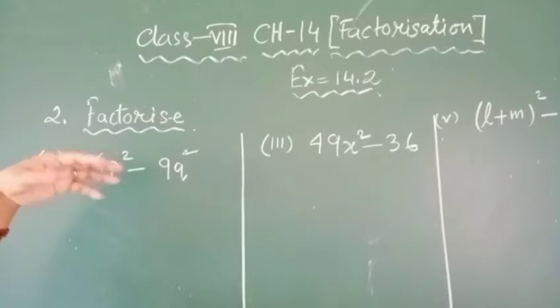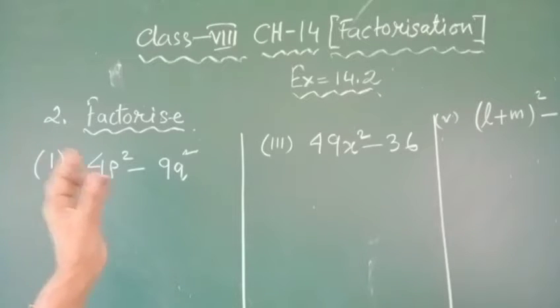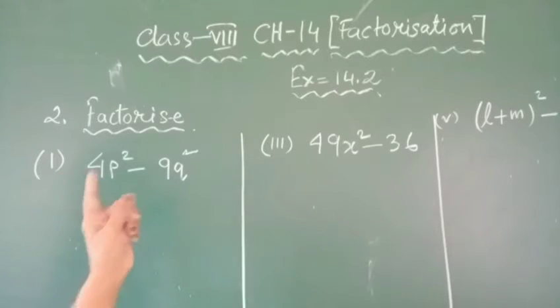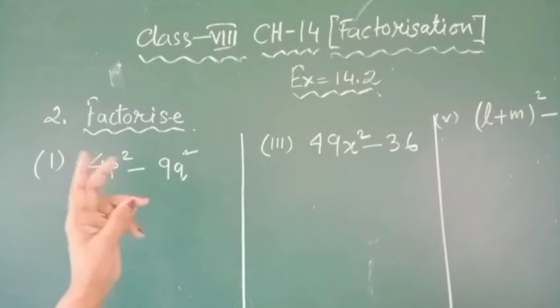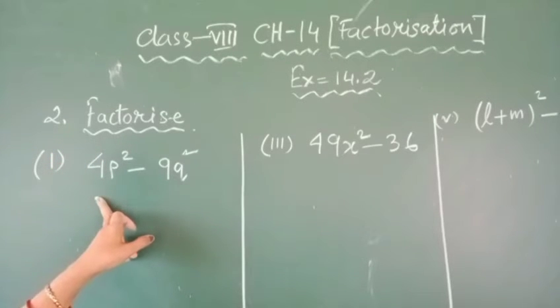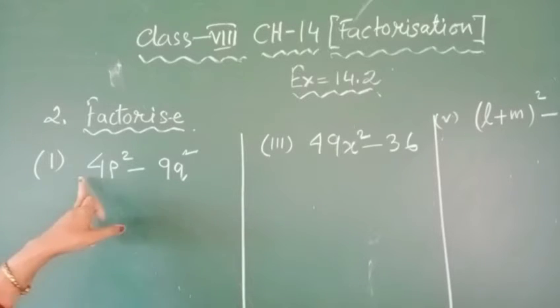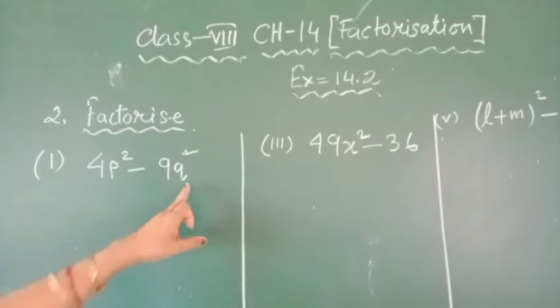Factorize. In previous question number 1 we have learned how to factorize an algebraic expression with three terms, where the first term and the last term are square numbers. In that case we use either (a plus b) whole square or (a minus b) whole square. But look at these expressions. Here both the terms are square numbers. See question number 1, 4p square minus 9q square.